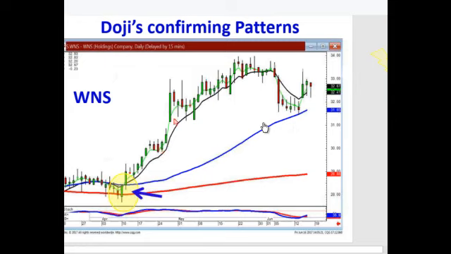So there's lots of days where it gets pretty iffy. But as long as it doesn't close below the T-line, you stay short.